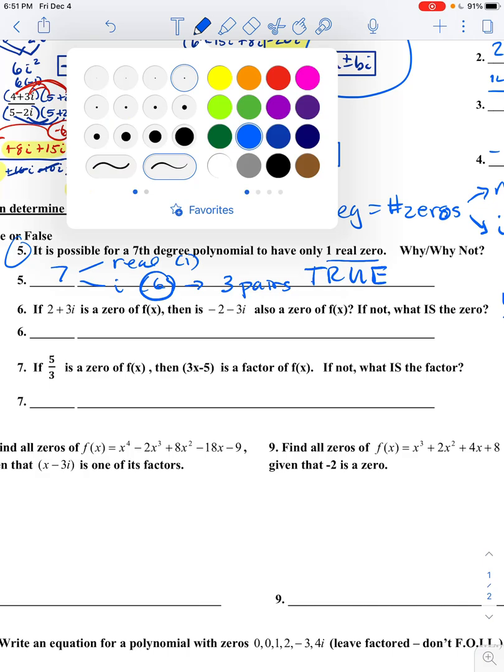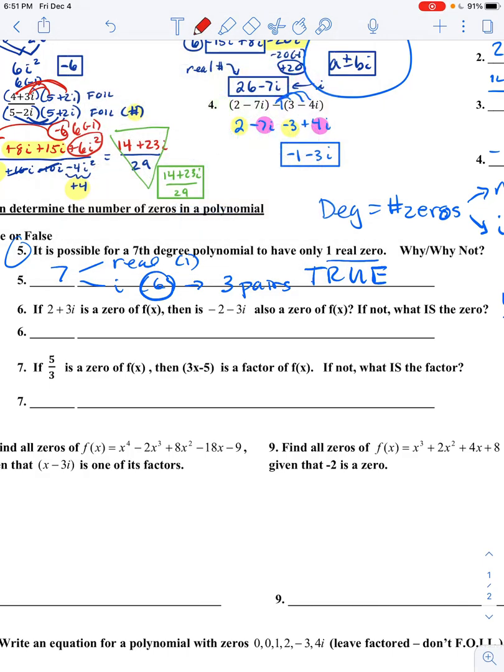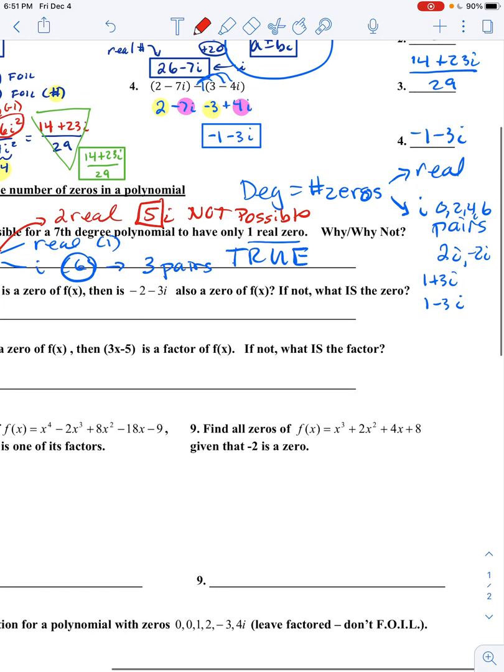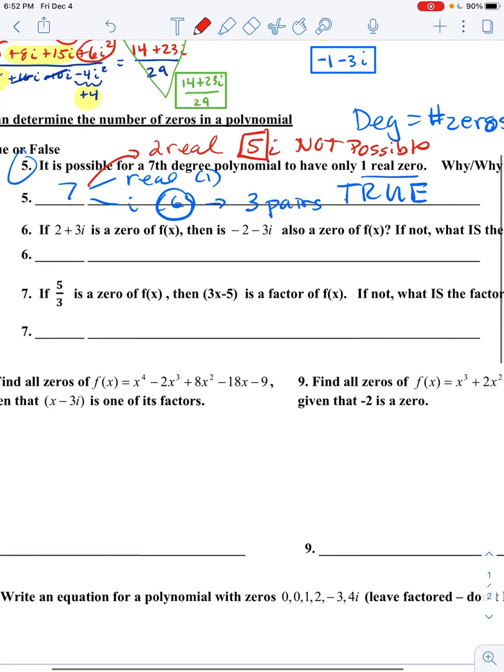That is possible because they have to come in pairs, and that's possible since 6 is an even number. If the question had said that you had 2 real, that would leave 5 that were imaginary, and then that is not possible, because the number 5 can't be broken down into pairs because it is odd, and you always have to have an even number of imaginary zeros because they have to come in pairs. So that's a good thing to know.